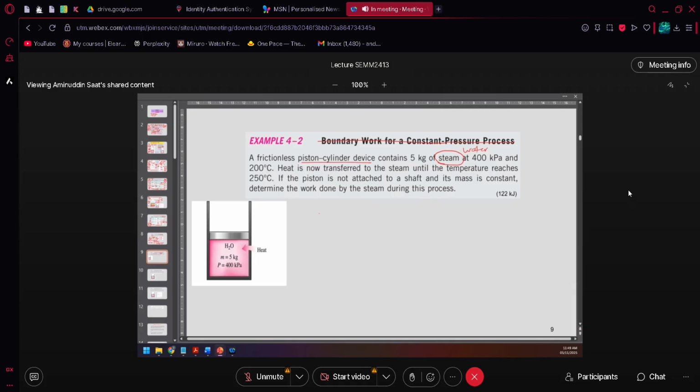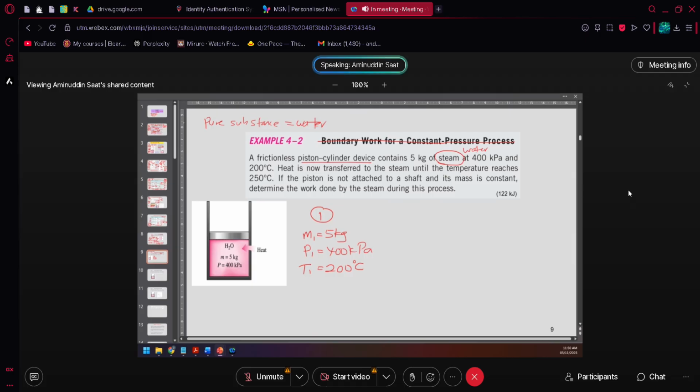Initially, the information given: mass 1 equals 5 kilograms, pressure 1 equals 400 kilopascal, and temperature 1 equals 200 degrees Celsius. That is the initial state of the steam. You can see the pure substance or working fluid is water, so you need to find the table of water.